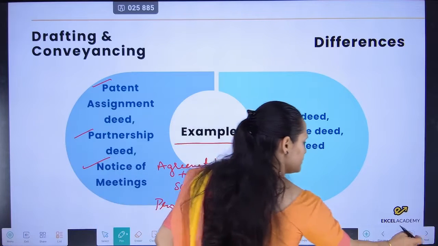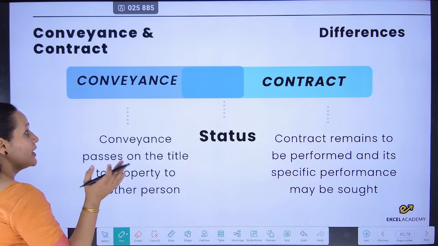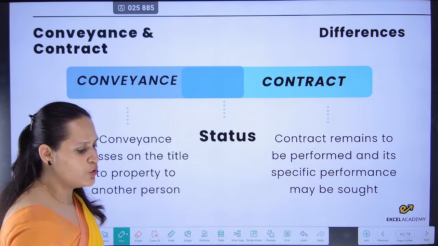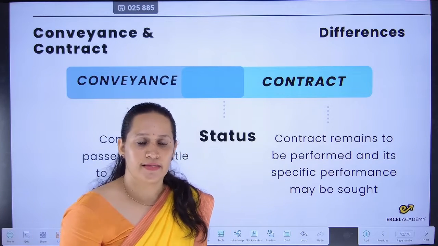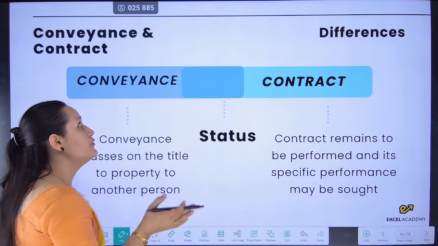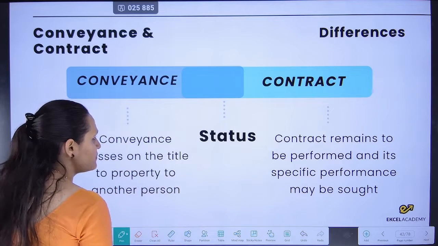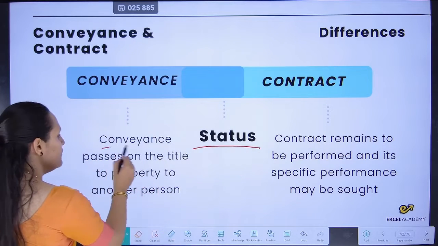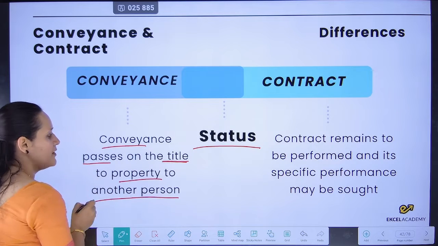Next, coming to the difference between conveyance and contract. Like I told you, an agreement for sale or contract of sale is not the same as a sale deed. There is a difference between a mere contract and conveyance. So we have to identify the difference between conveyance as well as contract. Let us see the status. Conveyance passes on the title of the property to another person.